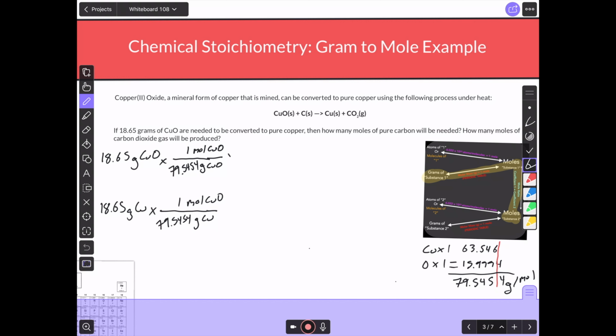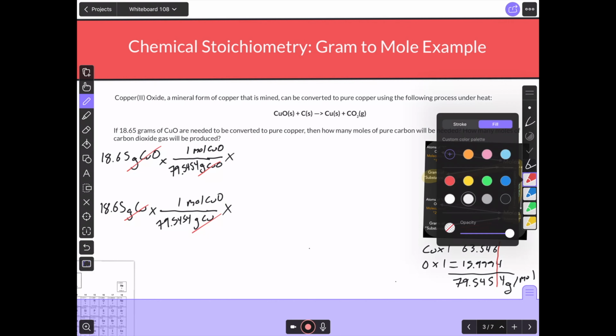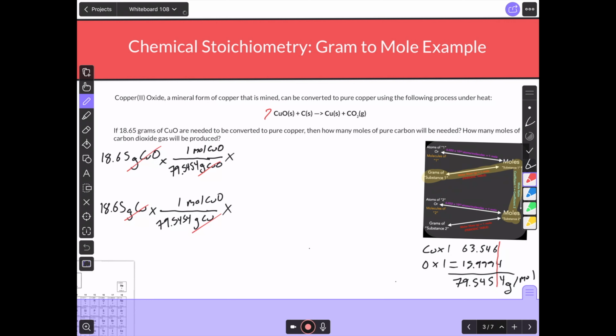All right, that will get me to my moles of copper oxide. Now that I'm at moles of copper oxide, I can use my chemical reaction, which needs to be balanced, to get from moles of one thing to moles of something else. And I balanced it in my other example, so we need to balance it again. That was 2, 2, right?